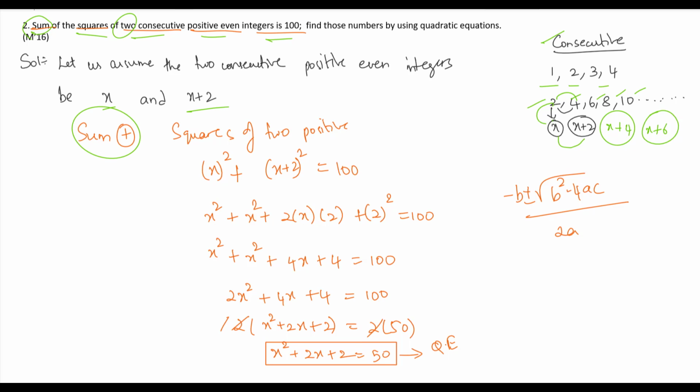Sum means addition. Squares of two positive integers means here the first positive integer is x, the square of it will be x square, and x plus 2 is the second positive integer, the square of it will be (x plus 2) whole square. From that we got these calculations, and this is the required quadratic equation. So now put this formula and get the answer.